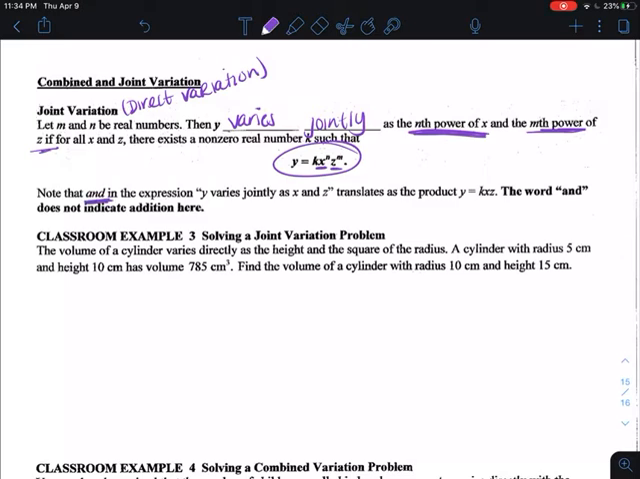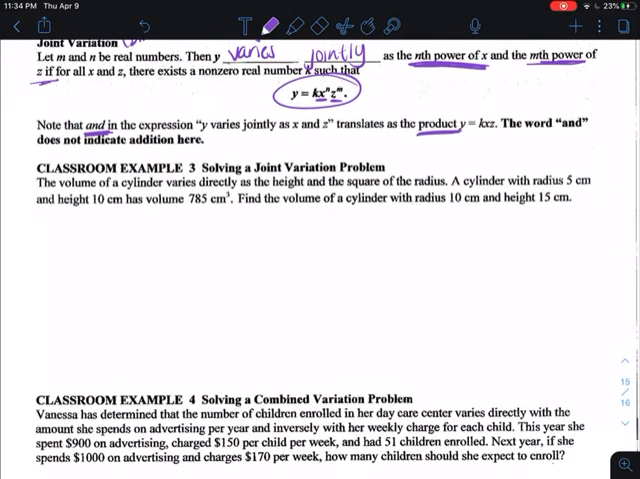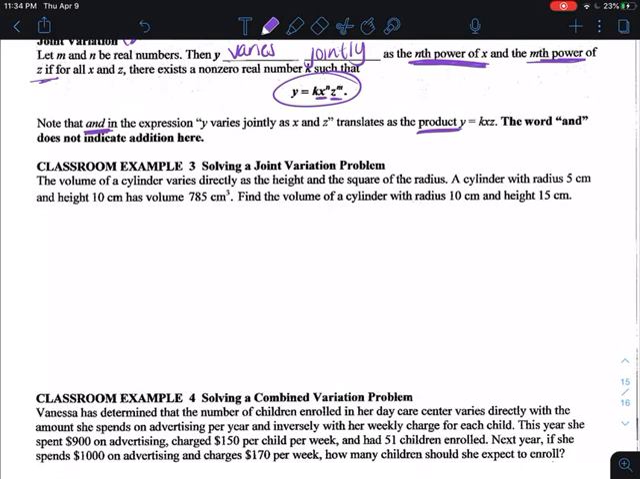So it says note that in an expression, y varies jointly as x and z translates as the product. So y equals kxz. The word and does not indicate addition. All right, so we'll look at the next example, and this is going to involve joint variation.